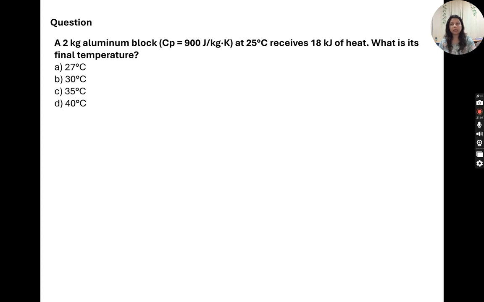So they are asking about the final temperature, and the given values are the mass, the specific heat, the initial temperature, and the heat. They are asking about the final temperature. So we can simply put the values in the formula and calculate the final temperature.